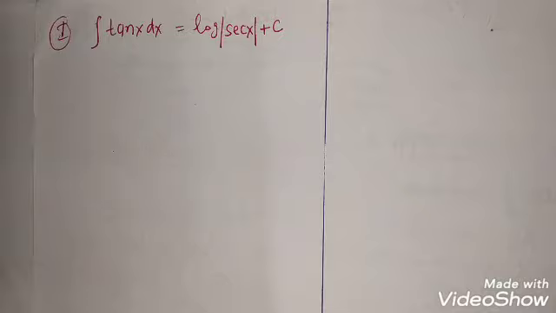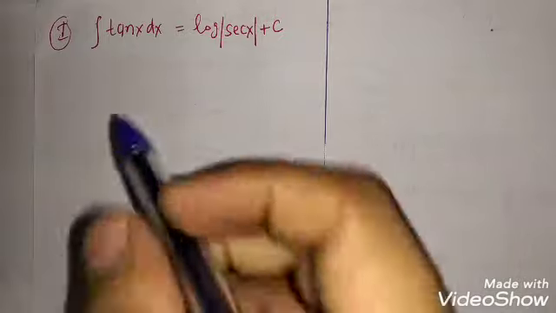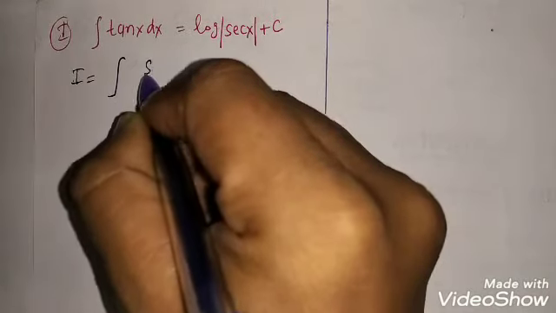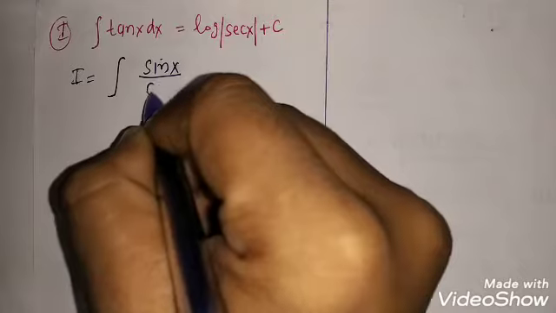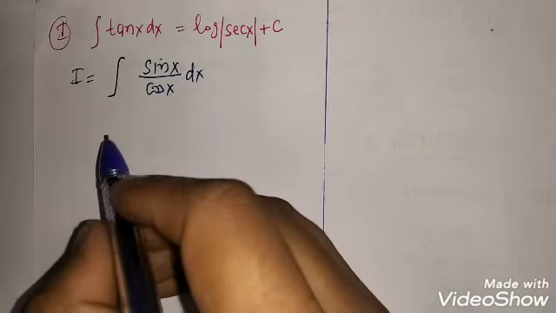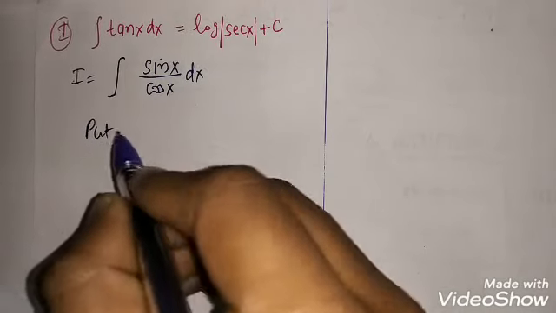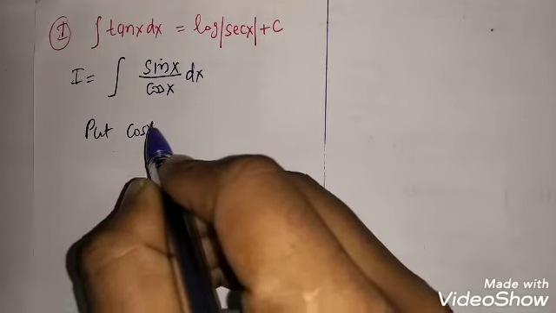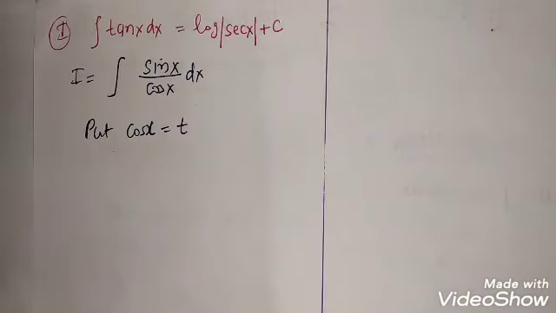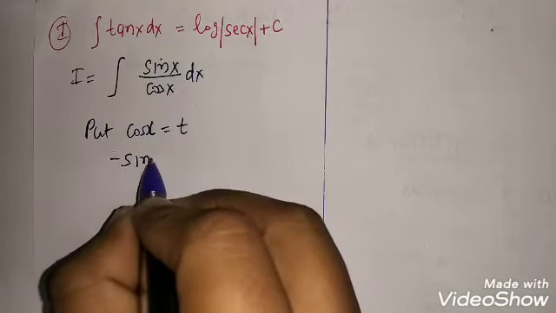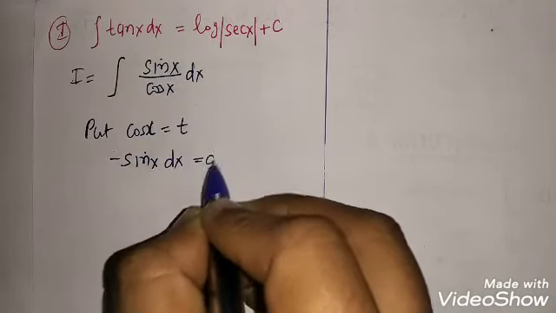How can we derive the formula? We'll see the derivation first. Integration of tan x dx is equal to integration of sine x upon cos x dx. I am just writing tan x as sine x upon cos x. Now put cos x to be t. If I put cos x to be t, the derivative of cos x is minus sine x dx equal to dt.